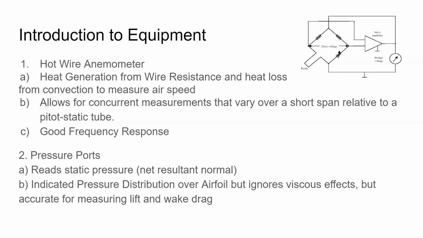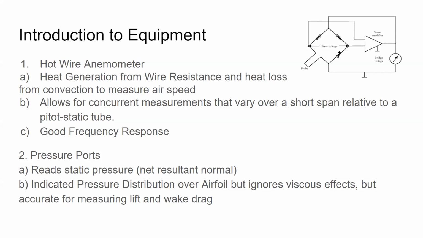The pros of the hot wire anemometer: you might be asking, why don't you use a pitot static probe? Well, the reason is that the pitot static probe averages across a larger area, and with the hot wire, you can measure velocity gradients over a short span. Like, if you want to measure from point A to point B in a short span, there's a high gradient, you want to use this over the pitot tube. Another reason is a good frequency response.